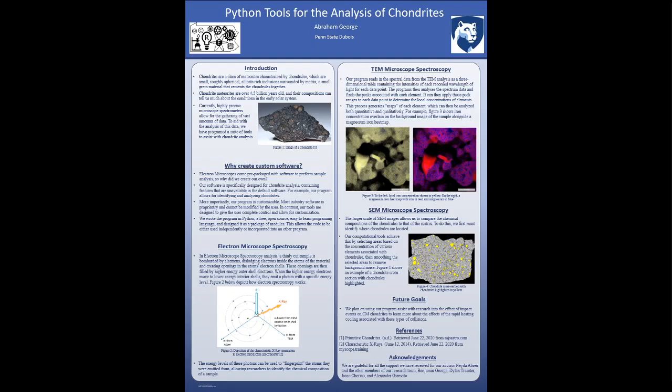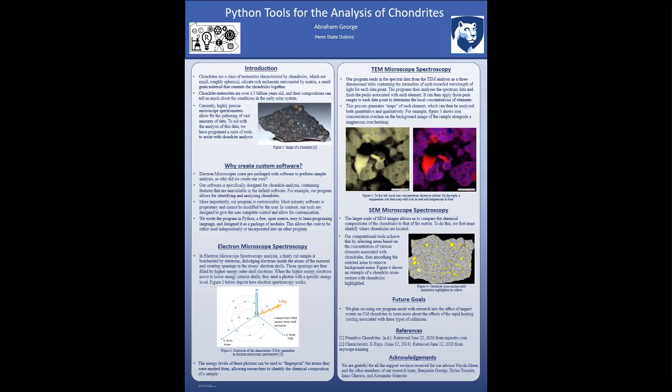Before I begin, let me briefly go over what chondrites are. Chondrites are a type of meteorite that is characterized by small mineral grains called chondrules, which are surrounded by a fine-grained matrix material which cements the chondrules together. A cross-sectional image of one of these chondrules can be seen in Figure 1.